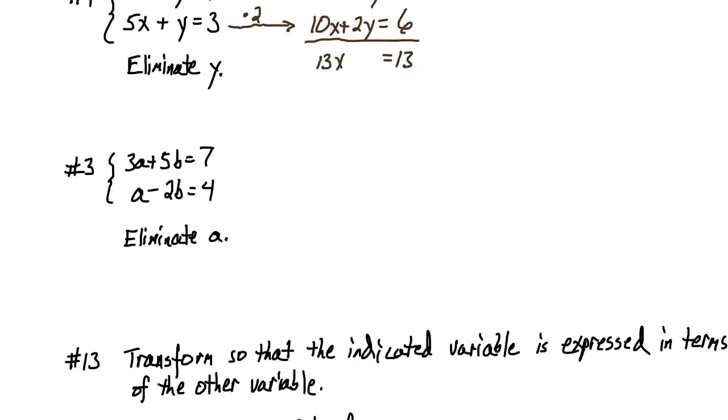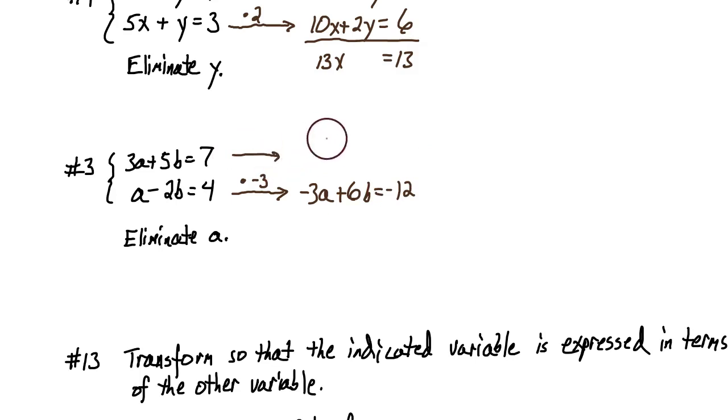For number 3, we have two equations. We want to eliminate the variable a when we combine the equations together. So let's look at the a term. This one is 3a, but this one's only 1a. For the a terms to be eliminated, they have to be opposites of each other. The opposite of 3a is negative 3a. So let's transform the second equation by multiplying by negative 3. It becomes negative 3a plus 6b is equal to negative 12.